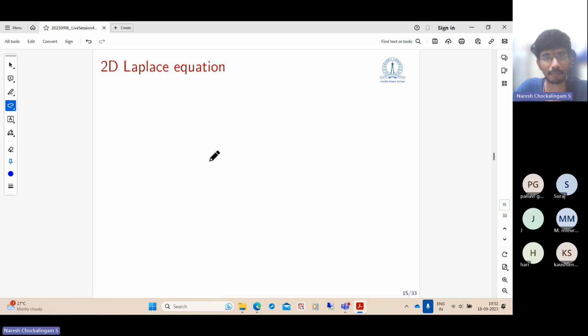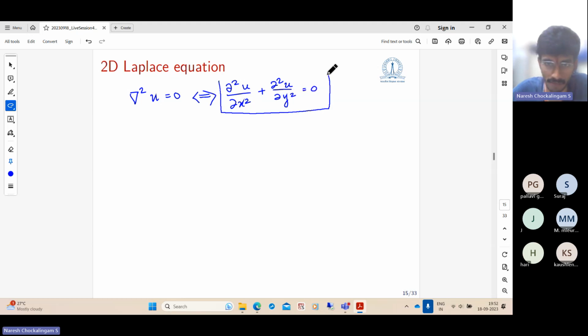So what about the 2D Laplace equation? What is the Laplace equation? This is called the Laplacian operator, del square u is equal to 0. That's all. This is called the Laplace equation in 2D. This del square operator means dou square u by dou x square plus dou square u by dou y square is equal to 0. That's all. This is called the 2D Laplace equation.